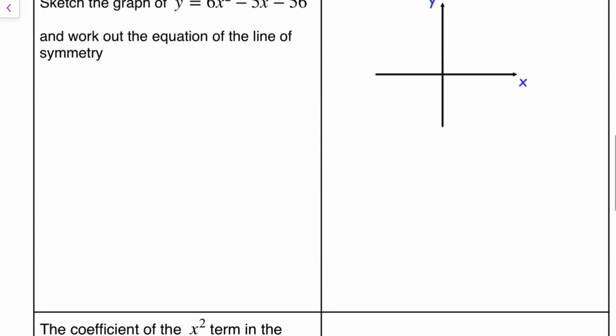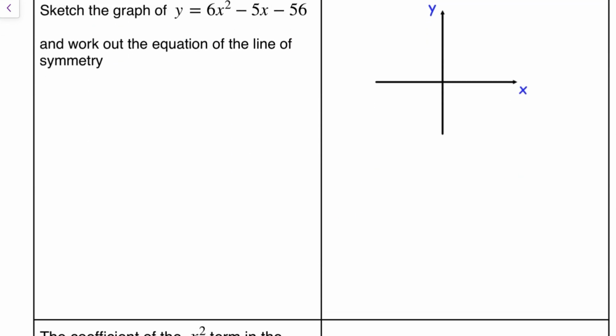Next question. Sketch the graph of y equals 6x squared minus 5x minus 56 and work out the equation of the line of symmetry. Okay, you know what I'm going to say, don't I? Let's see if we can factorise this. So 56 is 7 and 8. I'm going to start by putting a 7, 8. I don't think it's going to be 2 and 28, because that's too big for minus 5. And then 6. Now this time I do think it's 2 and 3.